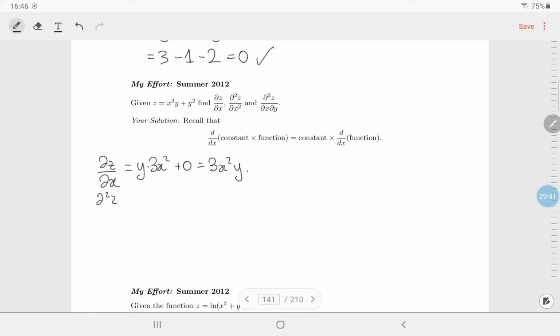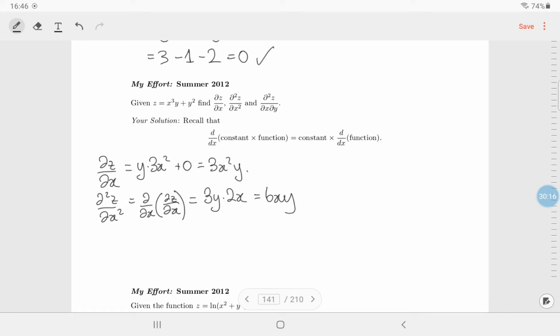So the second derivative of z with respect to x. Now this next thing I'm writing in, you don't actually have to write. I'm just trying to explain what's going on here. If you understand that we're just differentiating 3x squared y with respect to x, that's fine. Everything that isn't x is a constant, in particular 3y, and the derivative of x squared is 2x. And so I end up with 6xy.